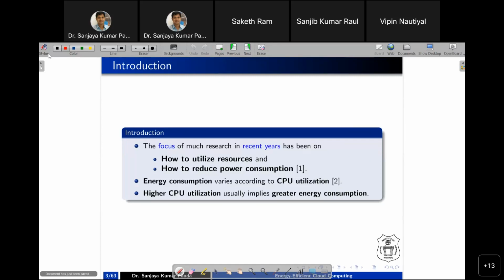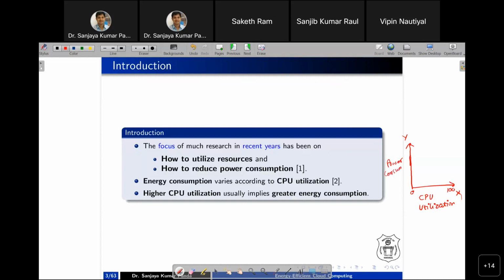Now, there are many research articles that focus on how we can map the energy consumption with CPU utilization. For example, if I take a graph with a y-axis and an x-axis, let's say on the x-axis I am taking CPU utilization. And we know CPU utilization is either 0% or it can increase up to 100%. So the utilization lies between 0 and 100%. On the y-axis, I want to take power consumption, or you can say energy consumption, okay?